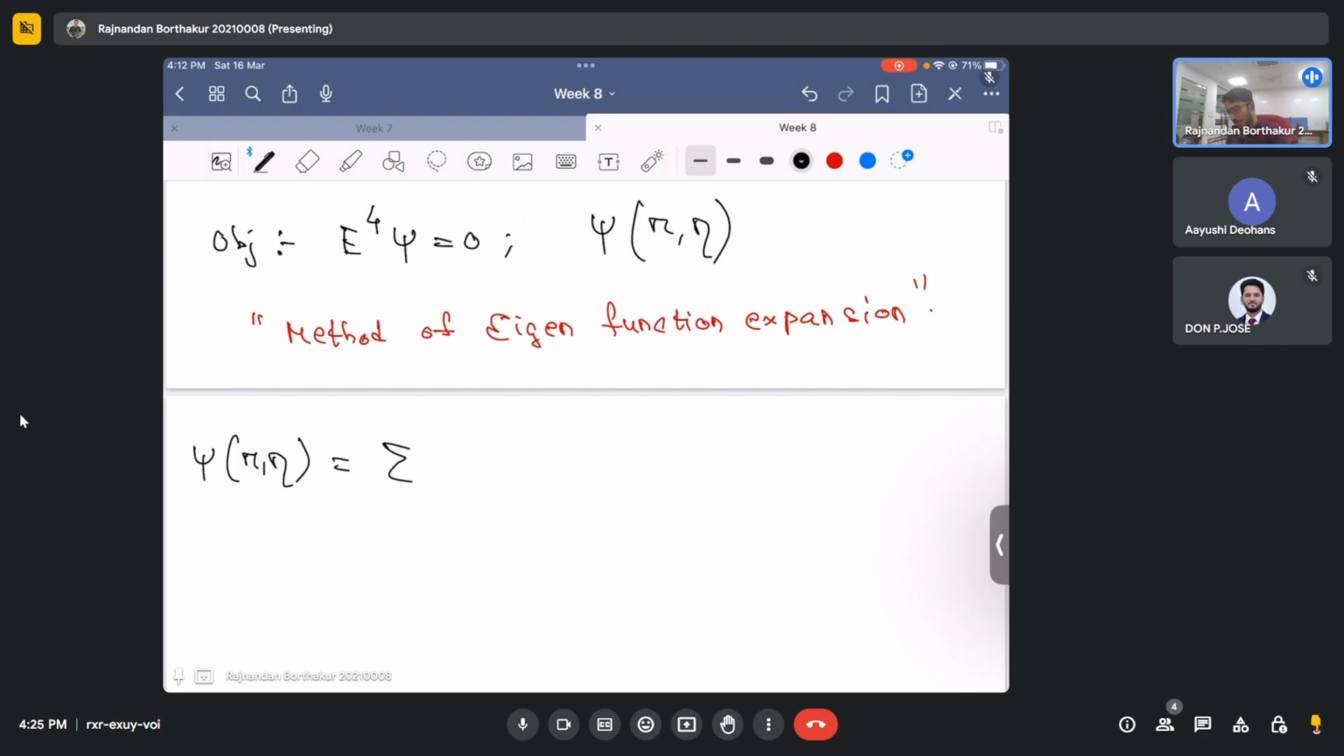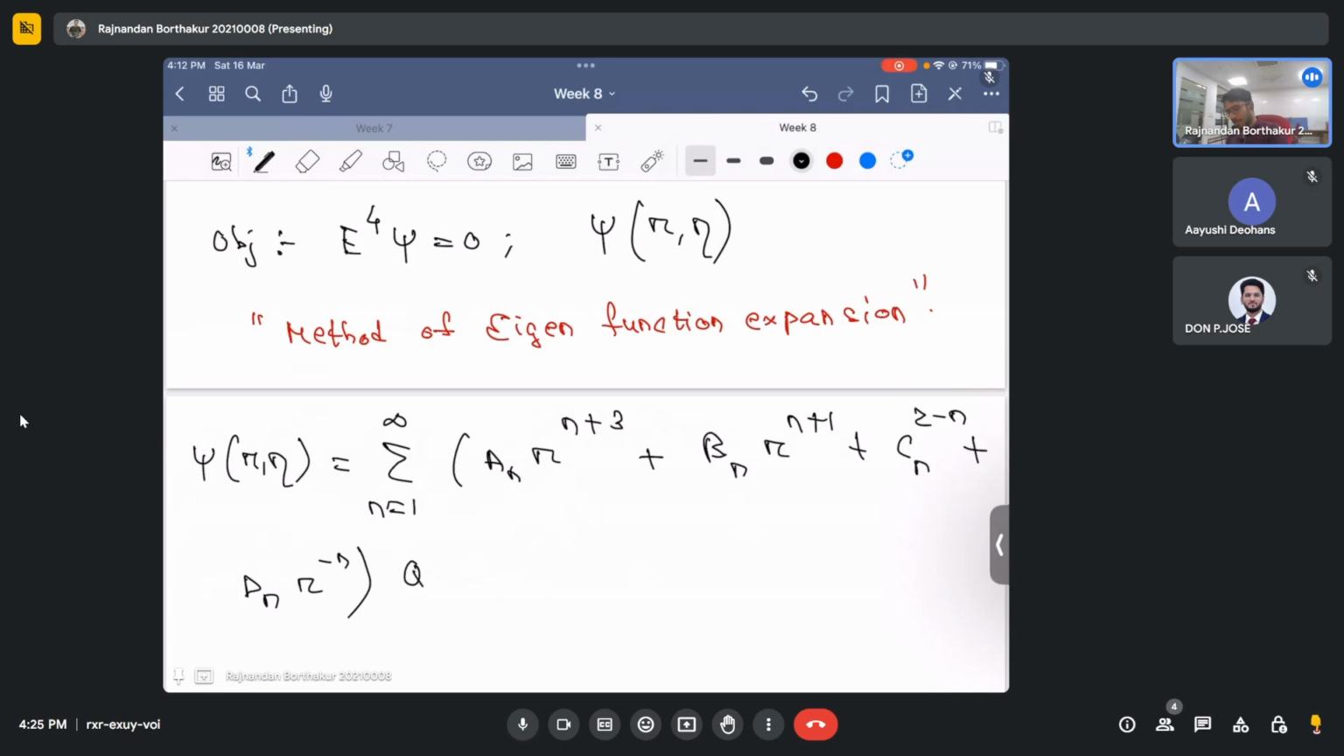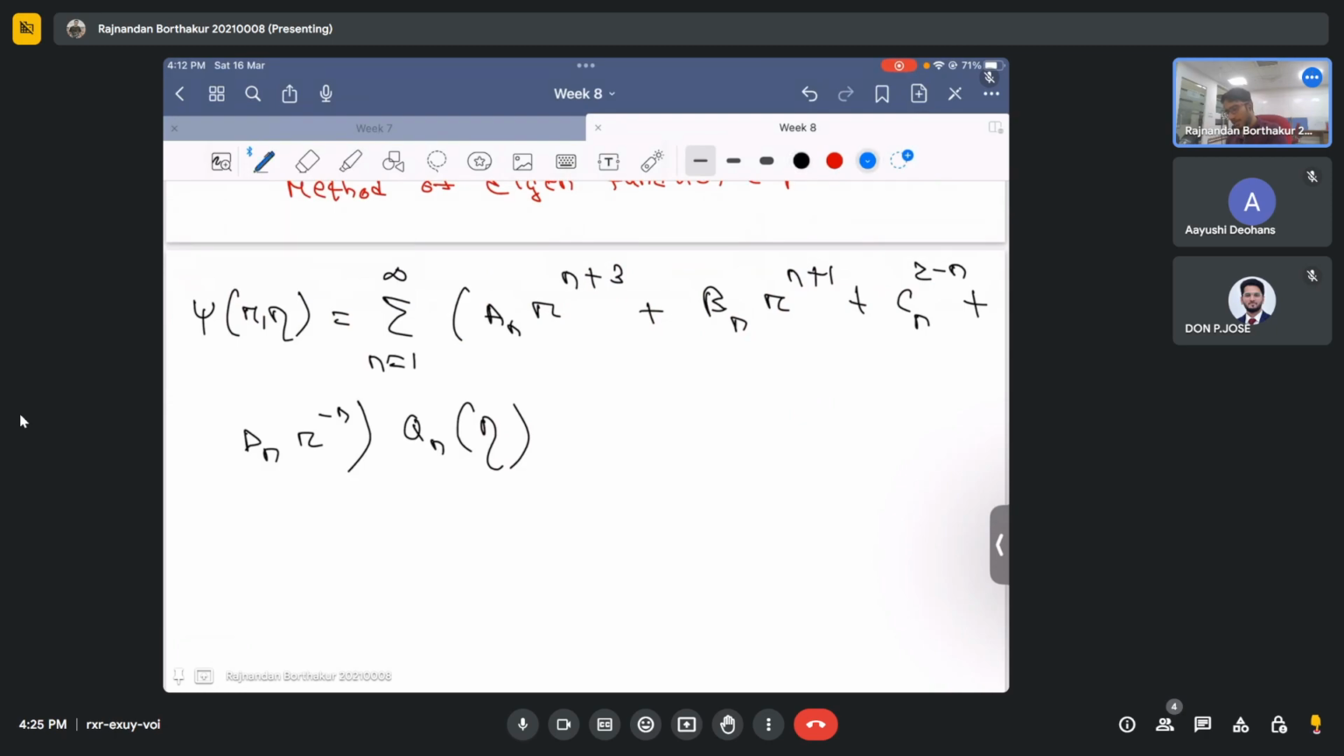something like this. So it is summation n equal to 1 to infinity. It's a series solution basically. It becomes a n times r power n plus 3, plus b n times r power n plus 1, plus c n times r power 2 minus n, plus d n times r power minus n, multiplied by, so this is a function of r, this is multiplied by Qn of eta, where these Qn's are known as the Gegenbauer polynomial.